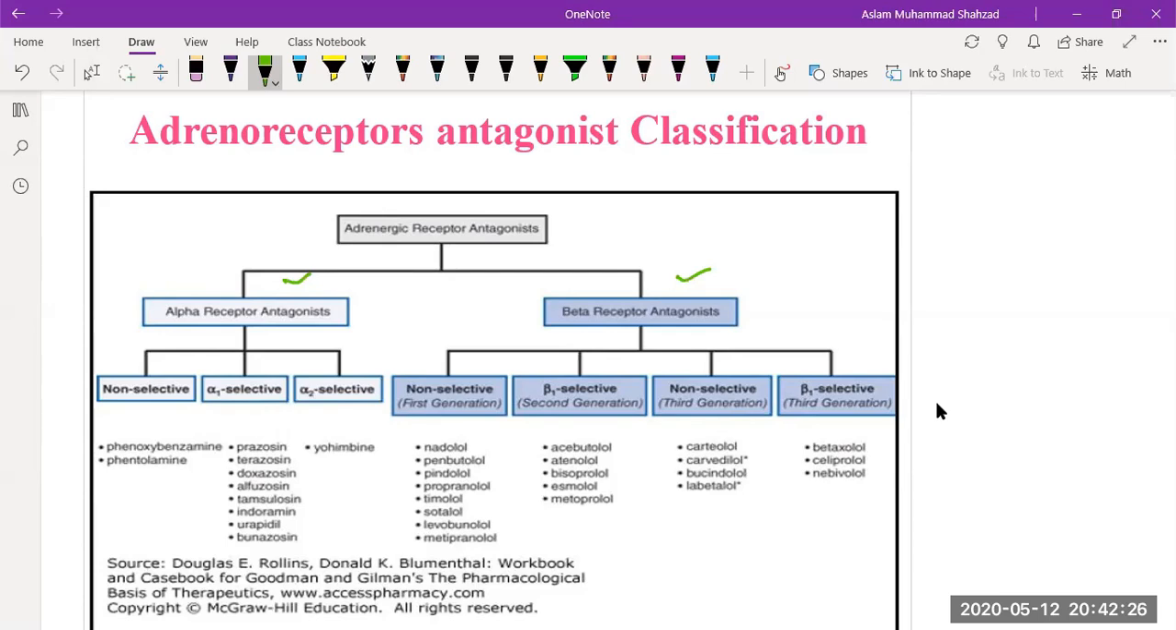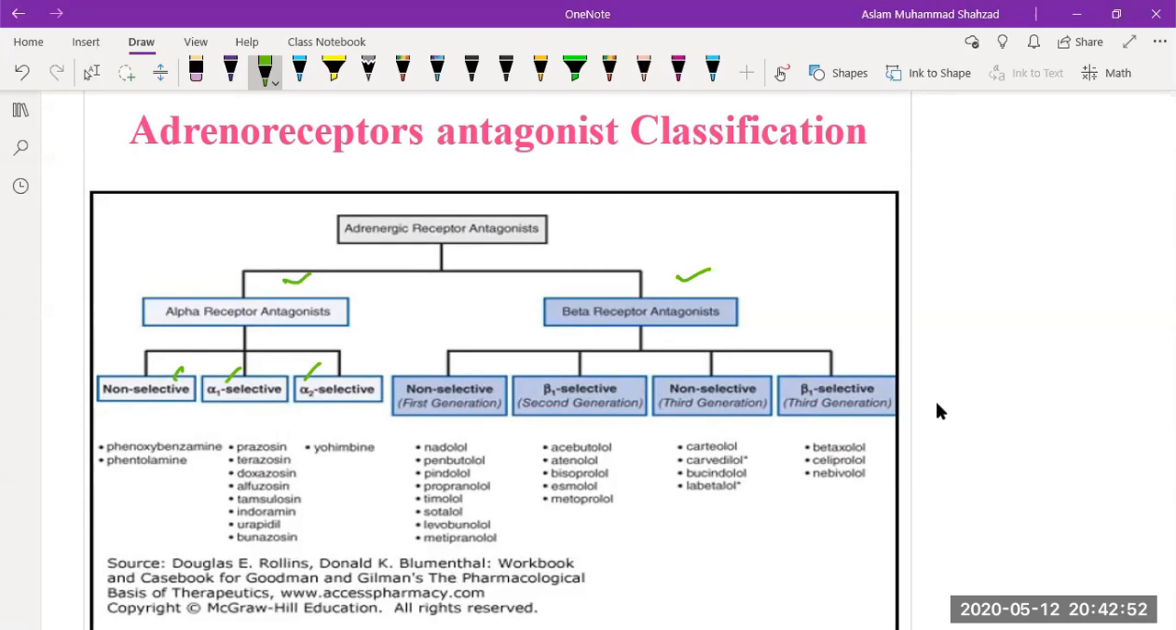And the alpha receptor antagonists have been subdivided into non-selective, alpha 1 selective and alpha 2 selective, and their selectivity depends upon the receptors, alpha 1 or alpha 2, or non-selective, that could be either alpha 1 or alpha 2, both. These are the list of the drugs.